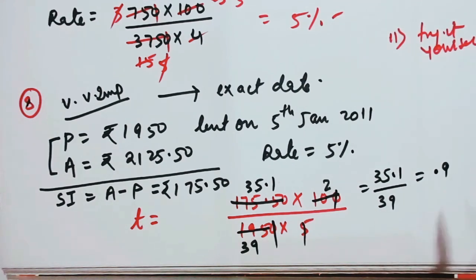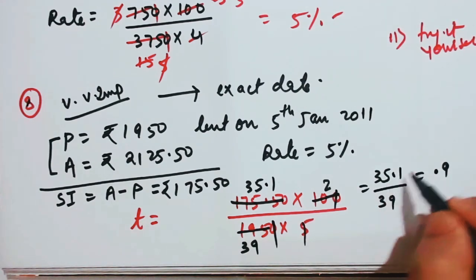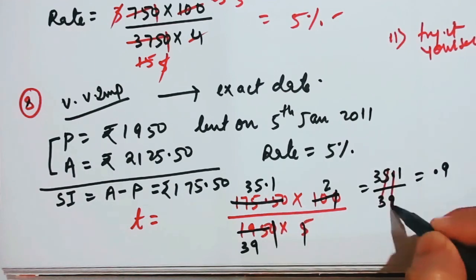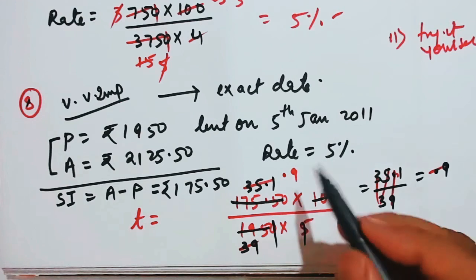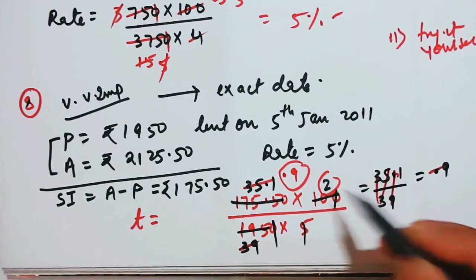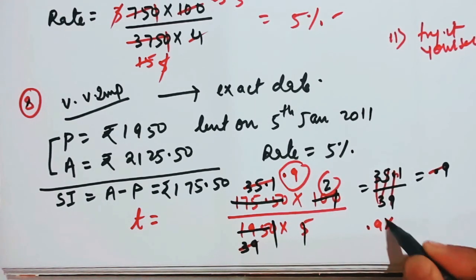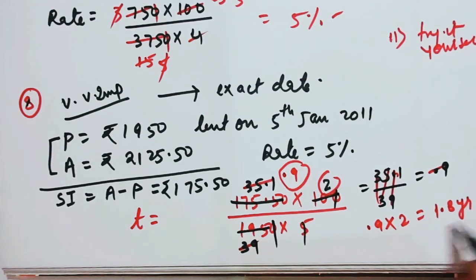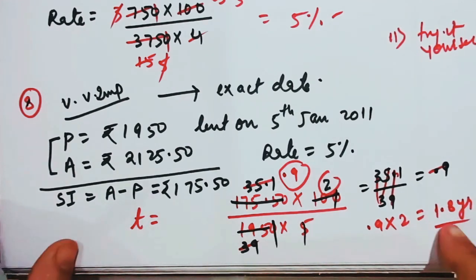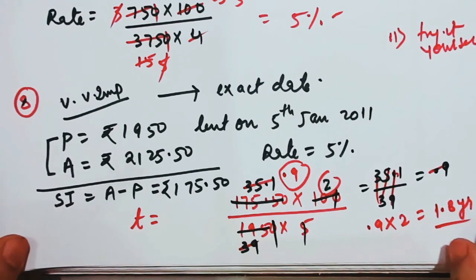So here you have, 1 minute. Let me cancel this. So why not to solve here only 0.9? So 0.9 multiplied by 2. 0.9 multiplied by 2 is equal to 1.8 years. Many of you will think that our solution ends over here, but the actual game starts from here only.